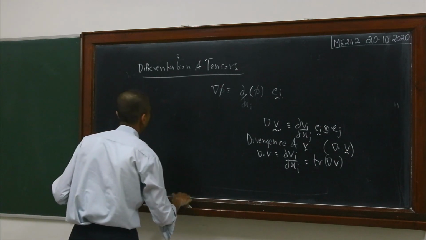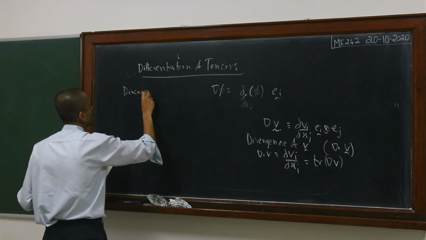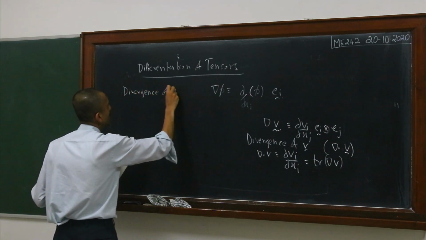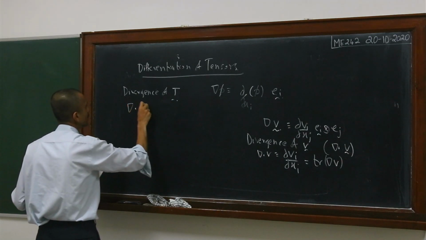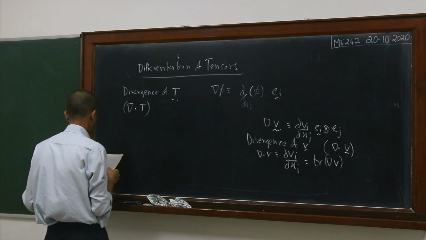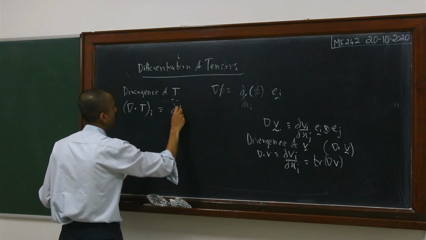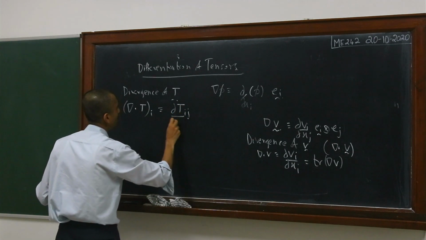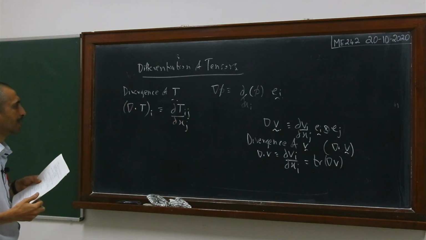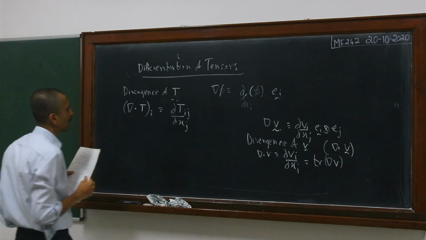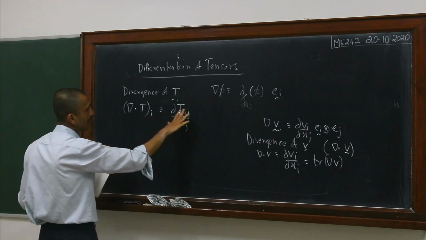Then let us define the divergence of a second order tensor. The divergence of T, we will write as del dot T. The ith component is del T ij by del xj. This is how I will define the divergence of a second order tensor.